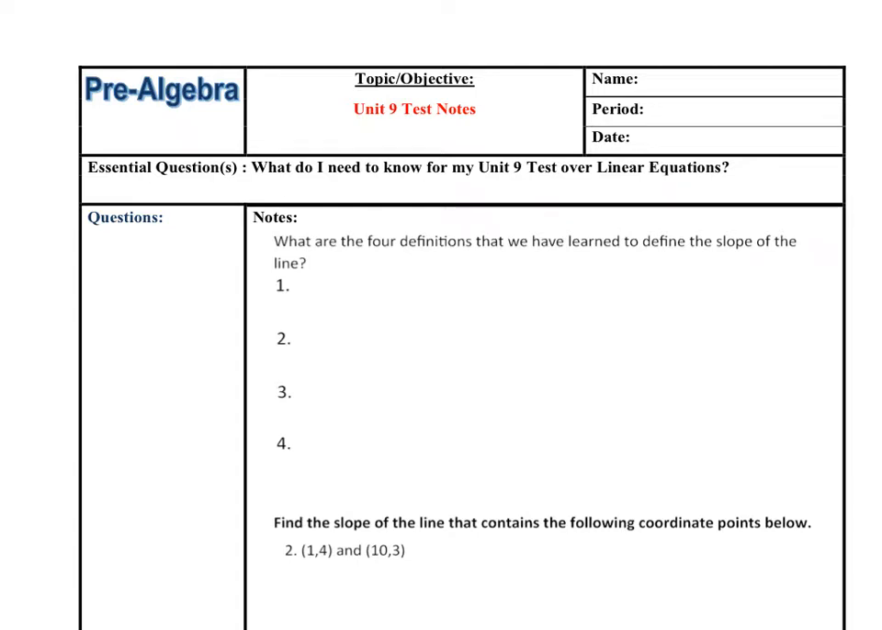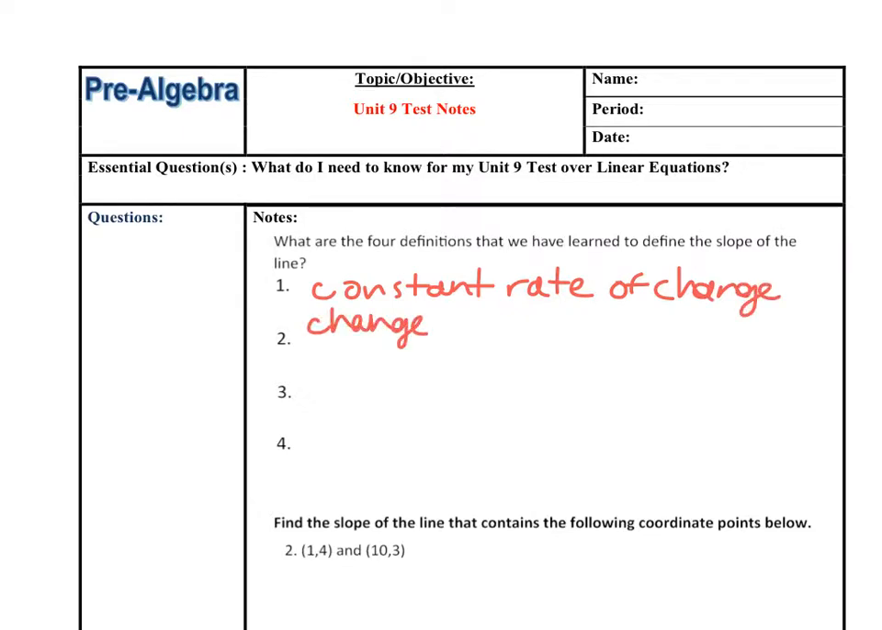In this class, we've talked about 4 definitions of slope. The first one is constant rate of change. The second one is change in y over change in x. And we use that most commonly for a table.